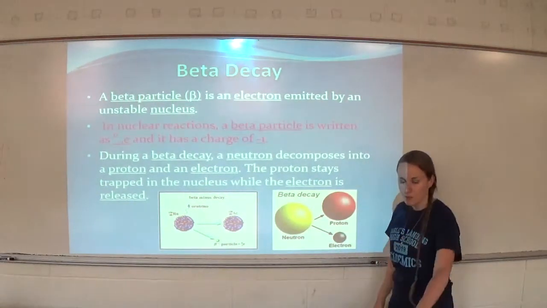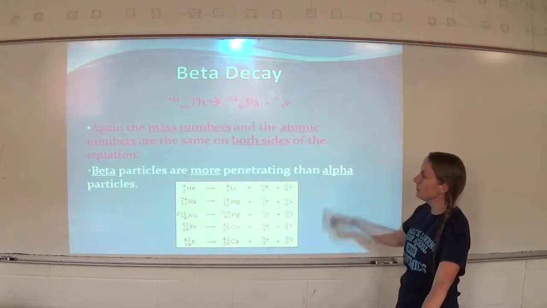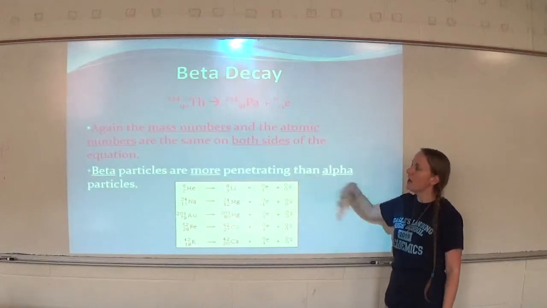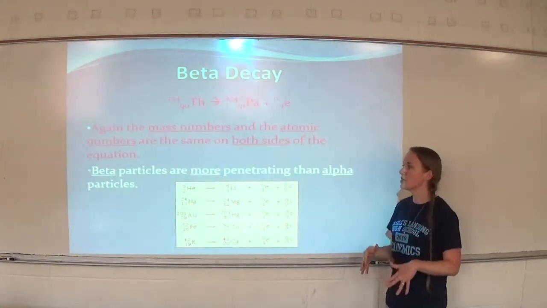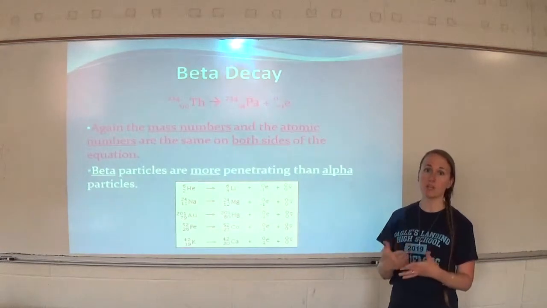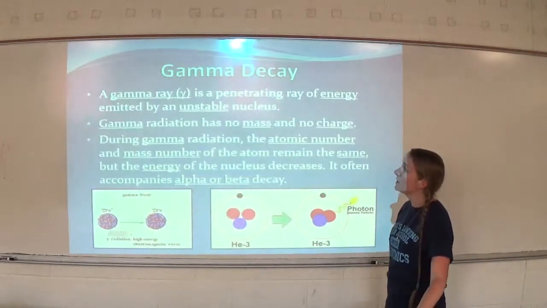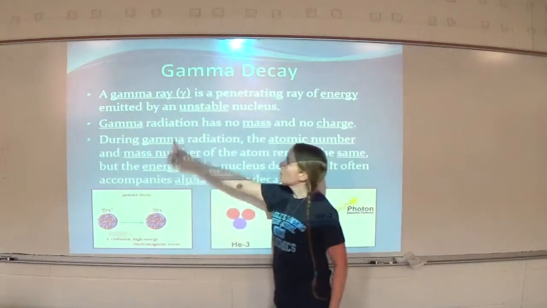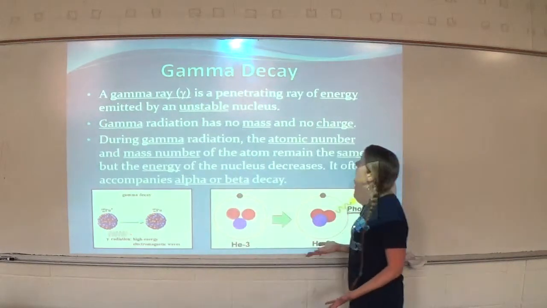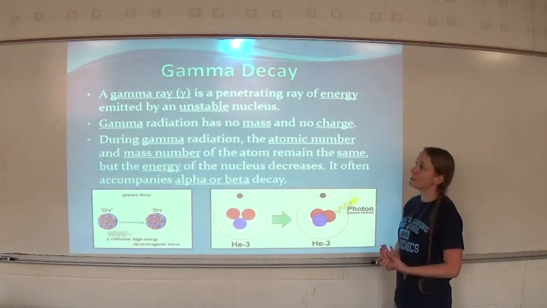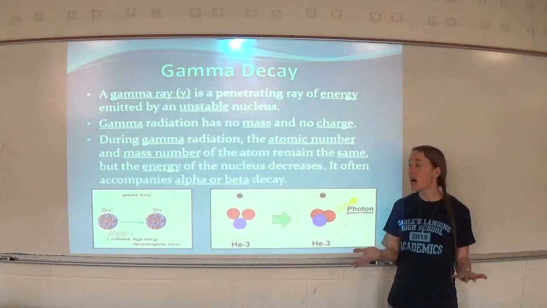Alright, so moving on. Again, we don't need to know that, but I will tell you this part. Beta particles are more penetrating than alpha. So in other words, that can penetrate through more different types of materials. And then a gamma ray, which is represented right here, is a penetrating ray of energy emitted by an unstable nucleus. So this one is not a particle.